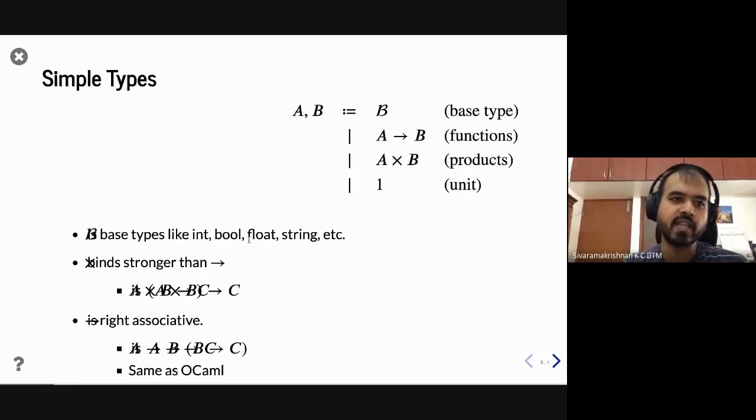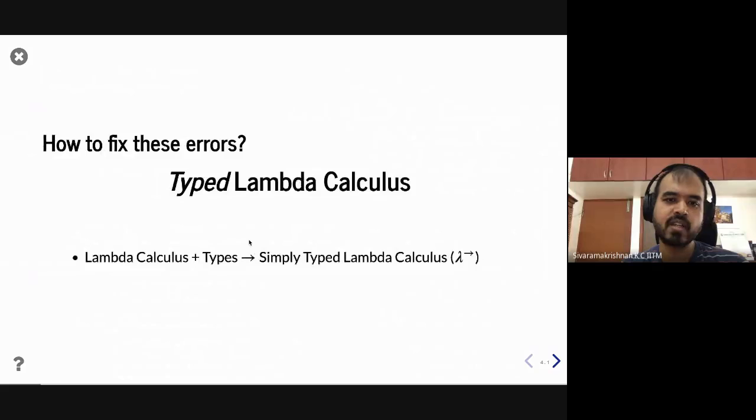So I think I will stop here, and then we will start seeing simple types on top of lambda calculus and what they can do in the next class.